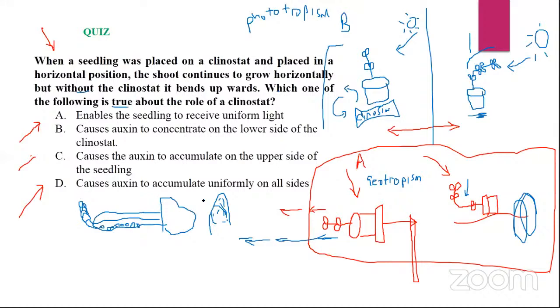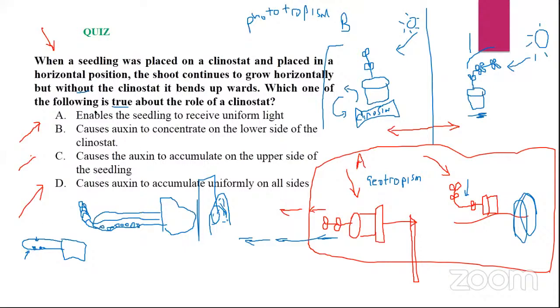Now the clinostat, if you place a clinostat here, is going to cause auxins to accumulate uniformly on all sides, since gravity now has no influence, because gravity would have pulled them here. When auxins are on the lower side and you have placed a clinostat, it rotates, and at one time this side is up, at another time this side is down. So auxins are uniformly distributed.